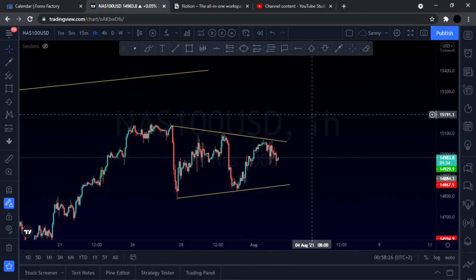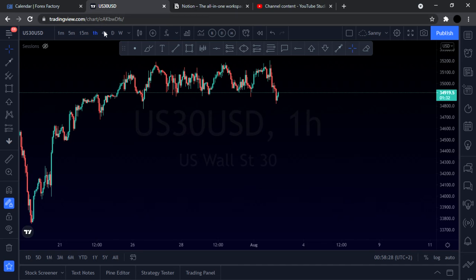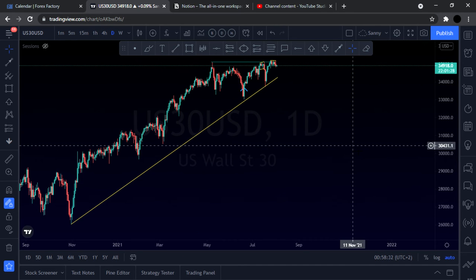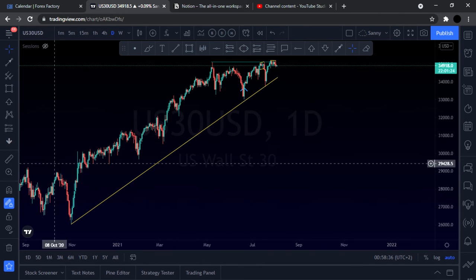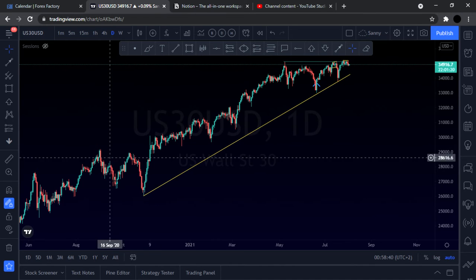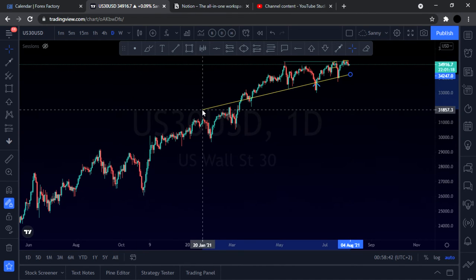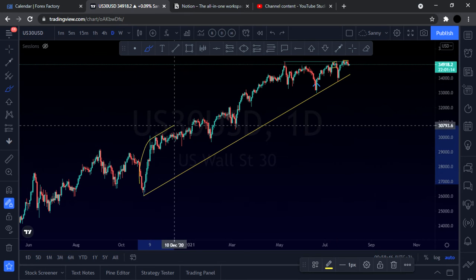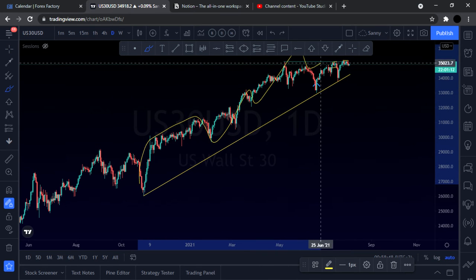Next, let's take a look at US30. Interesting, high highs and high lows, as you can see, the indices have been on an uptrend. High highs, high lows, high highs, high lows, and all of that stuff.